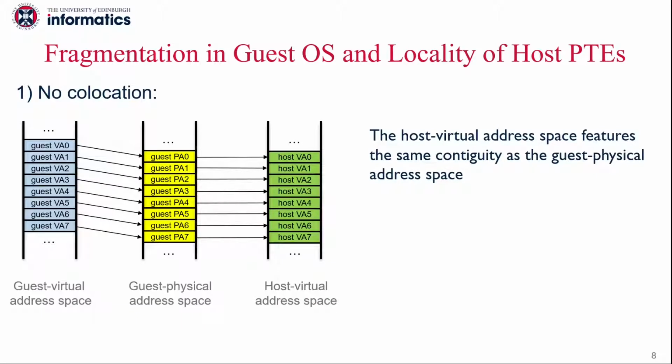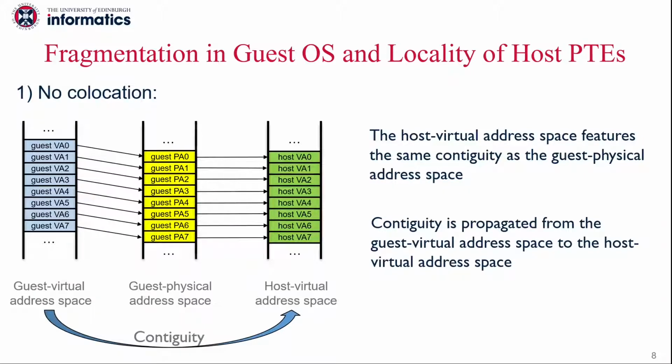Meanwhile, the host virtual address space features the same contiguity as the guest physical address space. As a result, contiguity is propagated from the guest virtual address space to the host virtual address space, meaning that whatever is contiguous in the perspective of the application is contiguous in the host virtual address space.